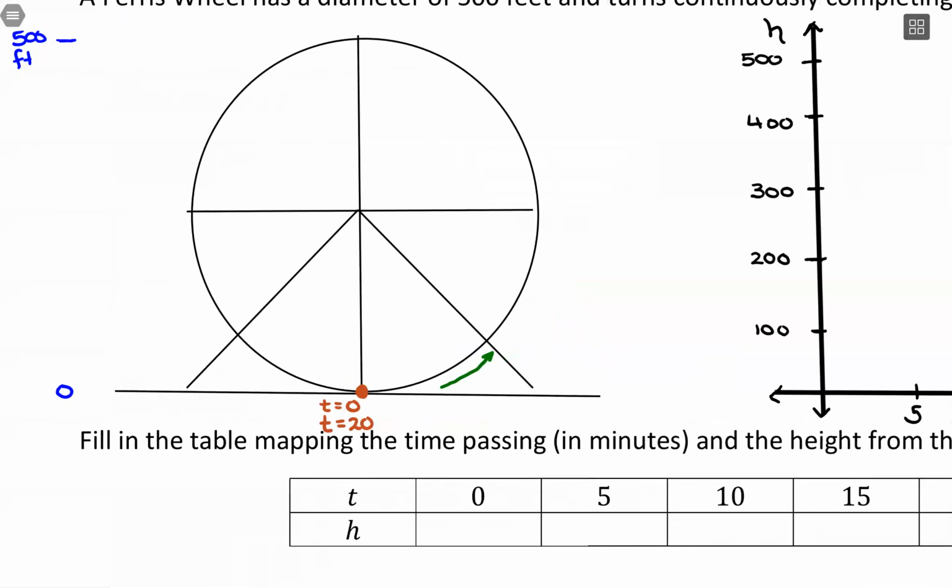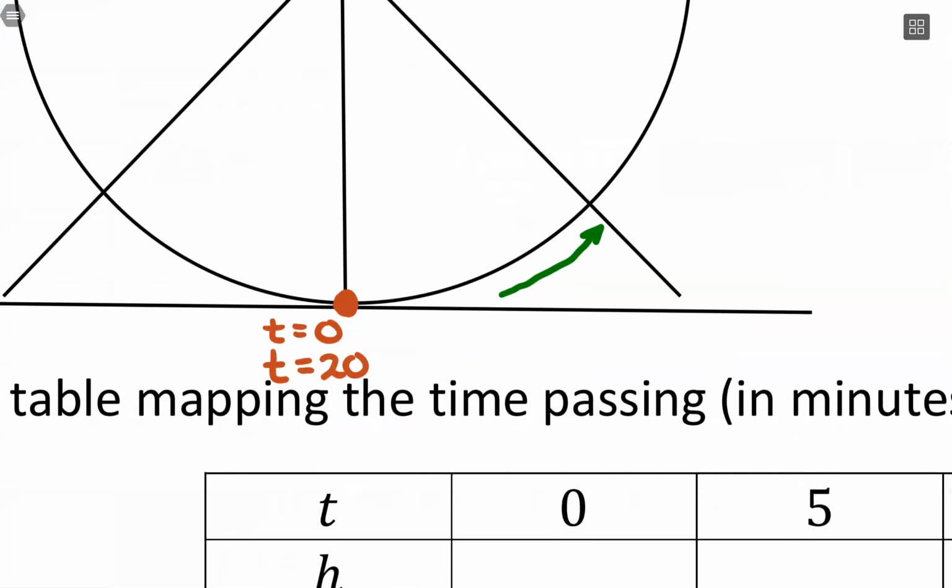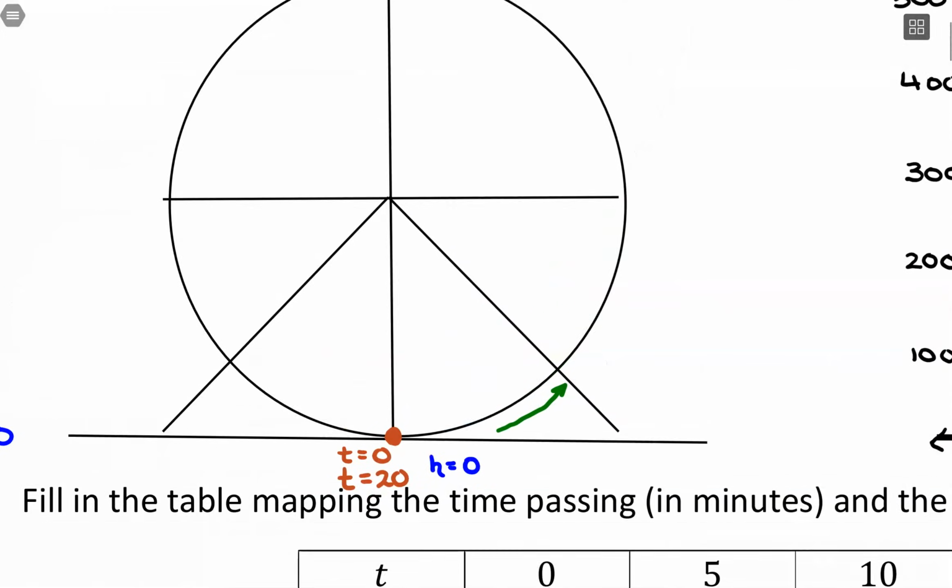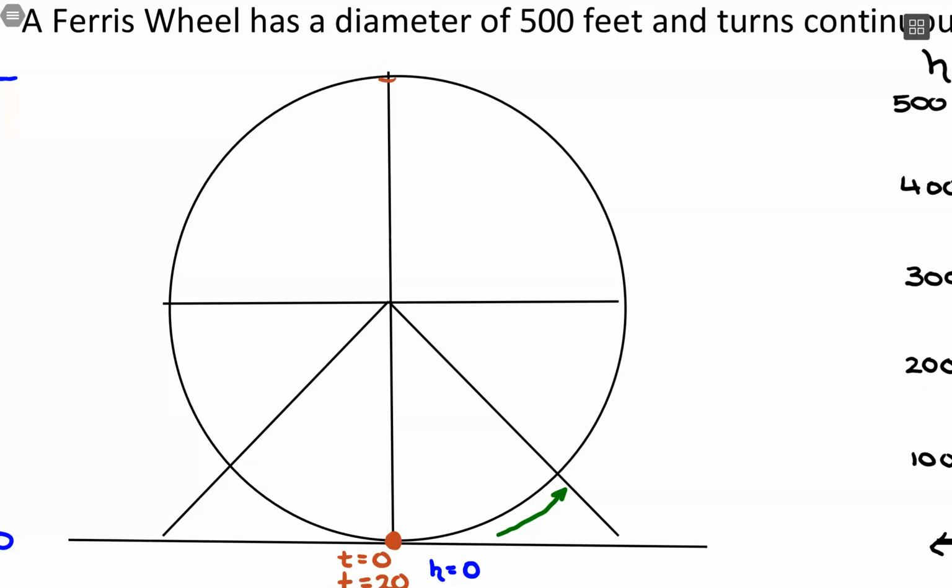Alright, and then what we could tie together there when we're getting on the ride is that those two times have a height of 0 feet. So we have time and height. Now let's go ahead and look at what's going to happen when we reach the top. So reaching the top, we'll have a height of 500. And in terms of time, that's going to be our halfway mark. You know, we're starting at 0 minutes. We're going to complete one circle after 20 minutes. So to be at the top there, that's going to occur after 10 minutes.